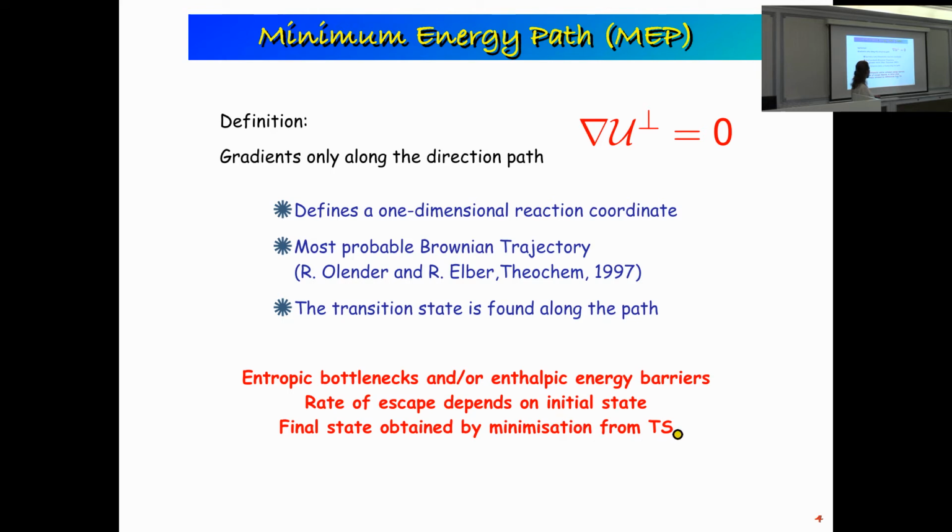If you find a transition state and you sit on this transition state, so you put your system at the transition state and then you minimize, then you should be able to find the minima, so the equilibrium states that are connected to this transition state. So that's a check whether the transition state is well defined.